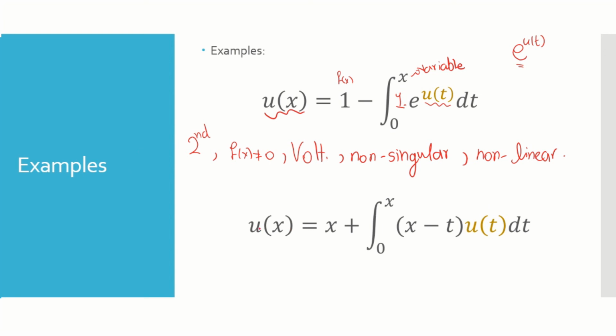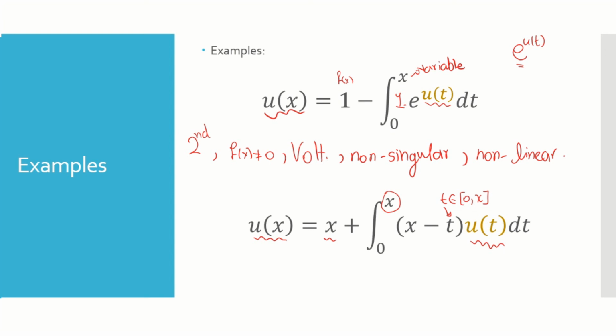What about here? Also, u of x appears outside. Second kind. F of x not equal to 0. It's non-homogeneous. One of the limits is variable. Then it's Volterra integral equation. No singularity, because if we plug here any number where t is inside this interval, there will be no problem, no singularity, and none of the limits of the integration is equal to infinity or minus infinity, then it's non-singular. Here u of t inside the integration shows that it's a linear integral equation.